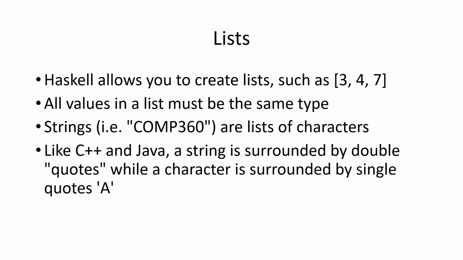A review of lists. Lists are probably Haskell's primary data set. Haskell allows you to create lists by putting elements separated by commas inside square brackets. All the elements have to be the same type. Strings, which you can write with double quotes around them, are lists of characters. You don't have to separate the characters by commas.